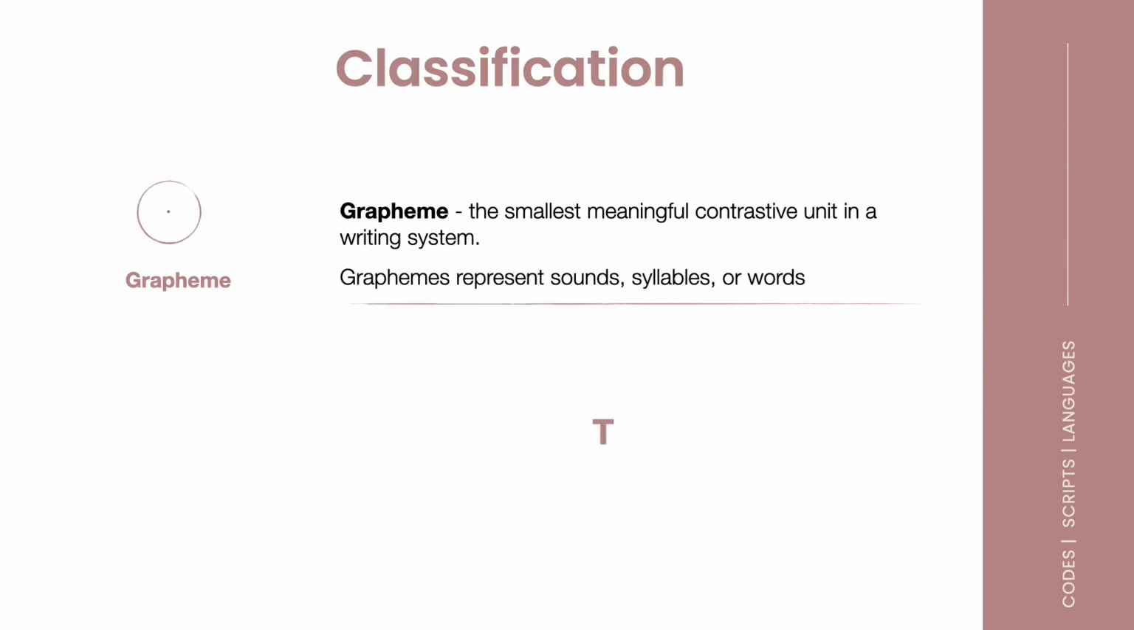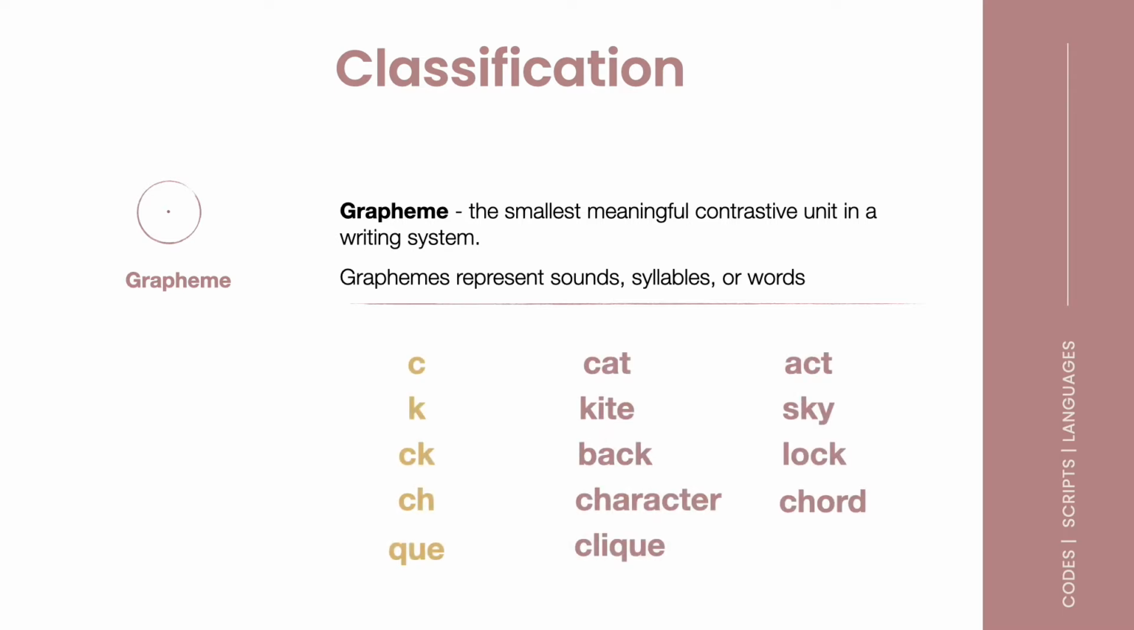That is a grapheme. For the sound k, we can use either one of these 5 graphemes. C for cat, act, and music. K for kite, sky, and peak. CK for back, lock, and plaque. CH for character, code, and Christian. QUE, and sometimes QU in the middle of a word, as in click, and so forth.